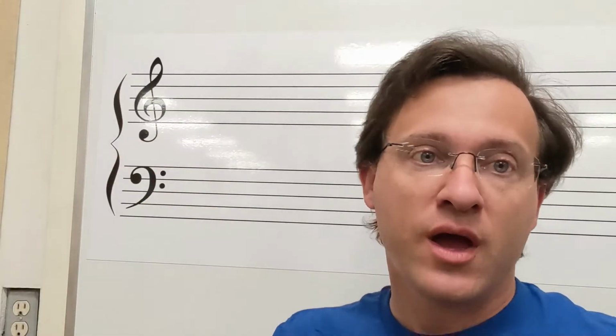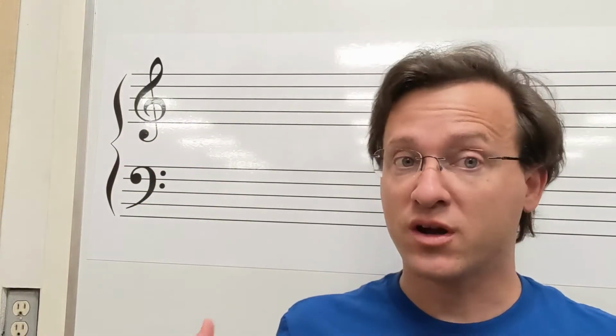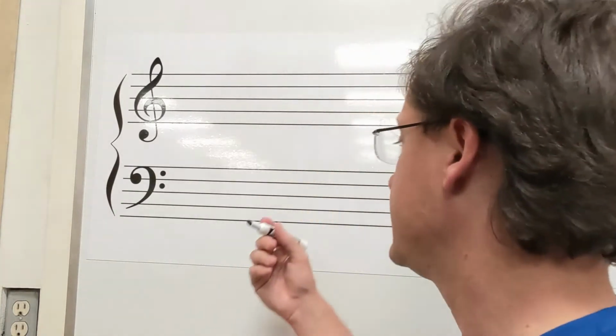Okay guys, so now you know how sharps and flats work on the piano, but we have to be able to write them. And so when we're writing a flat, it looks like a lowercase b almost. It's a little bit squished compared to a lowercase b. It looks like this.